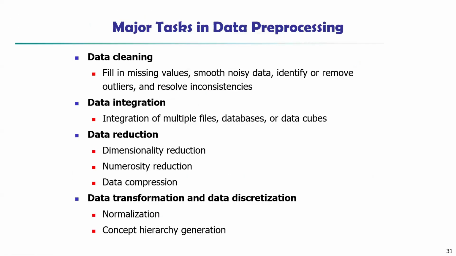So we mentioned that we have major tasks in data preprocessing: data integration, data reduction, data transformation. However, for now we are focusing on the one referred to as data cleaning, which covers missing values, smoothing the data, and identifying outliers. So for now, we are dealing with missing values and how to deal with them.